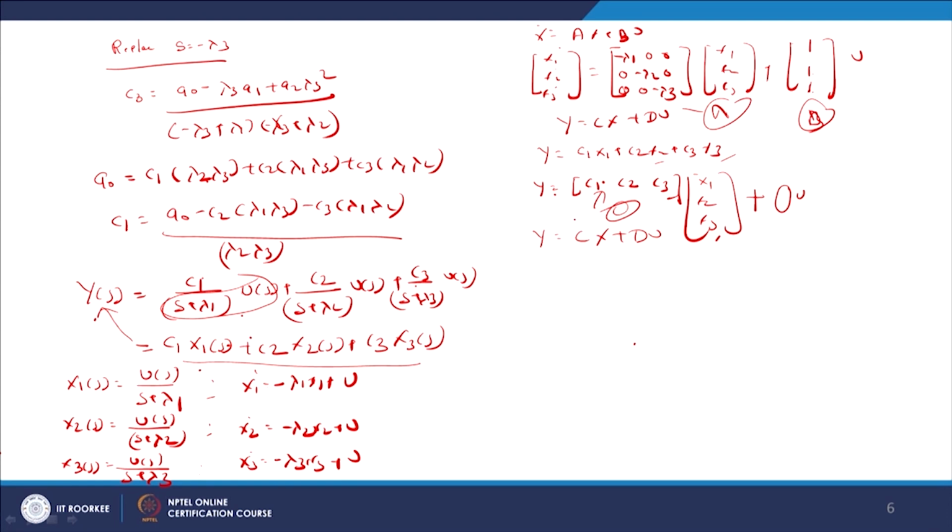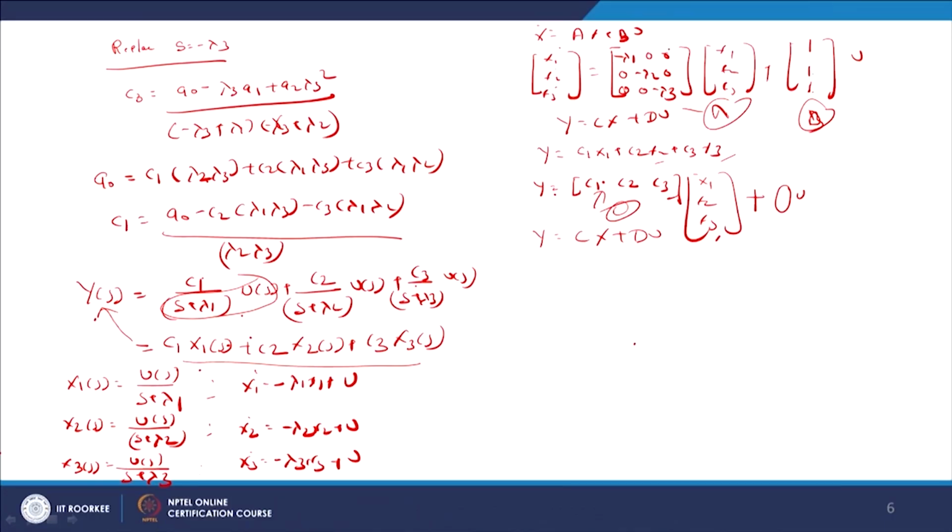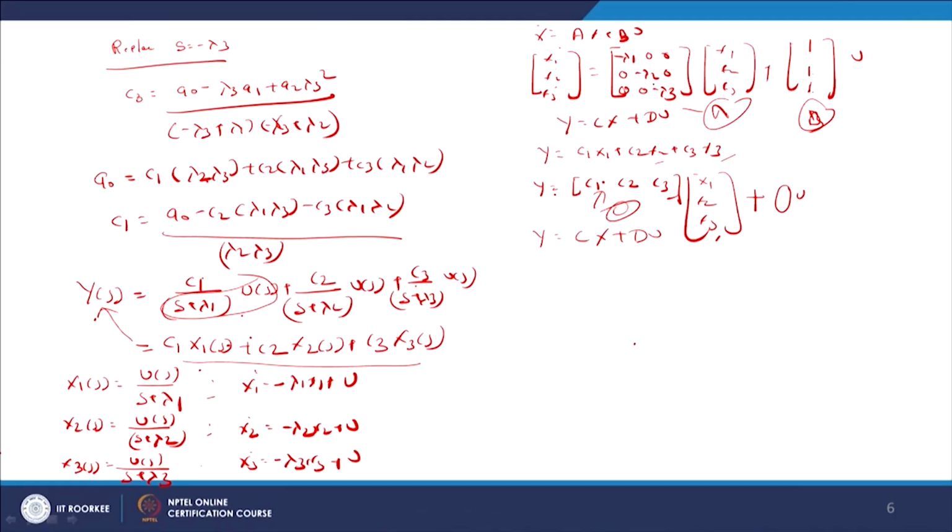And what are C1, C2, C3? C1, C2, C3 are called the residues. And again we will find that most of the elements in this matrix A are 0. Therefore, as I mentioned in the introduction, the number of non-zero terms is very small, that is here lambda 1, lambda 2 and lambda 3, and the remaining terms are 0.